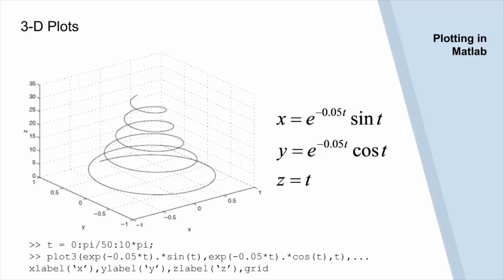Basically, if it was a two-dimensional plot, we would get a spiral plot with a top view. As we are also varying the z-axis, we get a spiral that is going upwards. The code for the same is written below. We took our t vector from 0 to 10 pi with a spacing of pi by 50, and then we plotted these x, y and z.